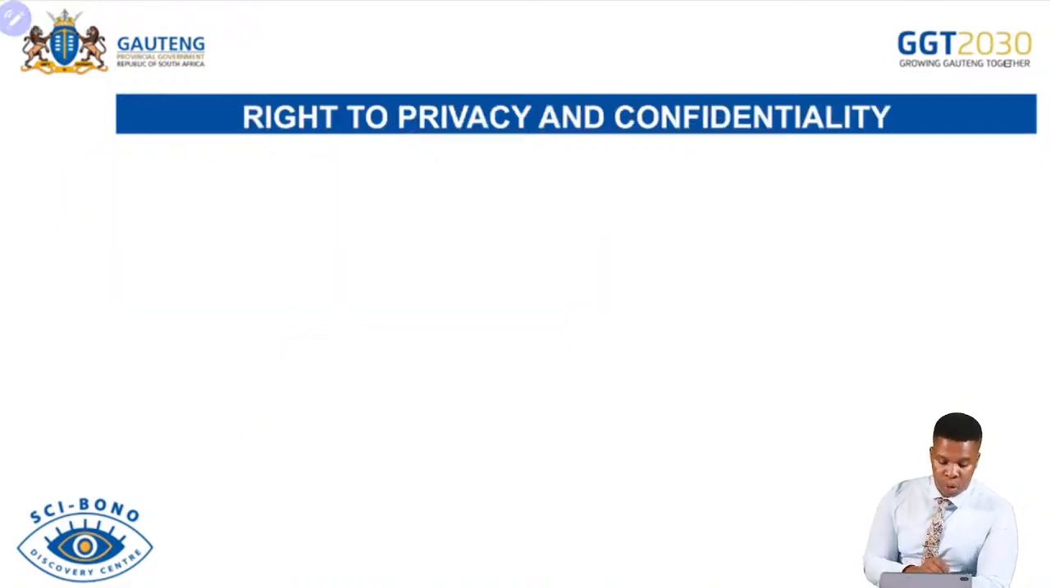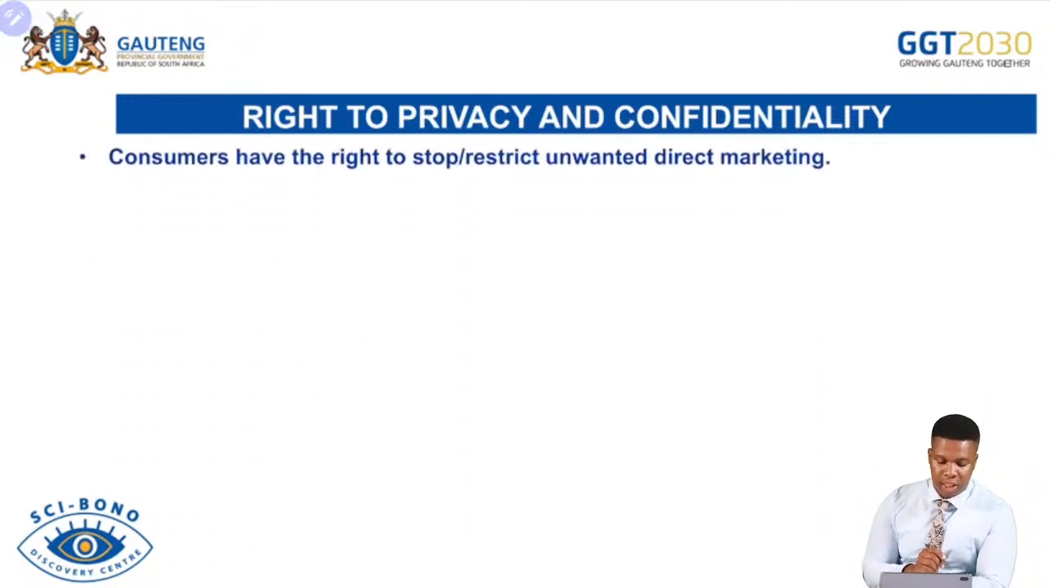And then when we look at right number 2, you have a right to privacy and confidentiality. The right to privacy and what? Confidentiality. So consumers have a right to stop or restrict unwanted direct marketing. What do we mean by that? When your parent is being called directly and they try to sell a product or service to him or her, that is considered to be direct marketing. So then your parent has a right to privacy and confidentiality, so he has a right to stop or restrict the unwanted direct marketing.